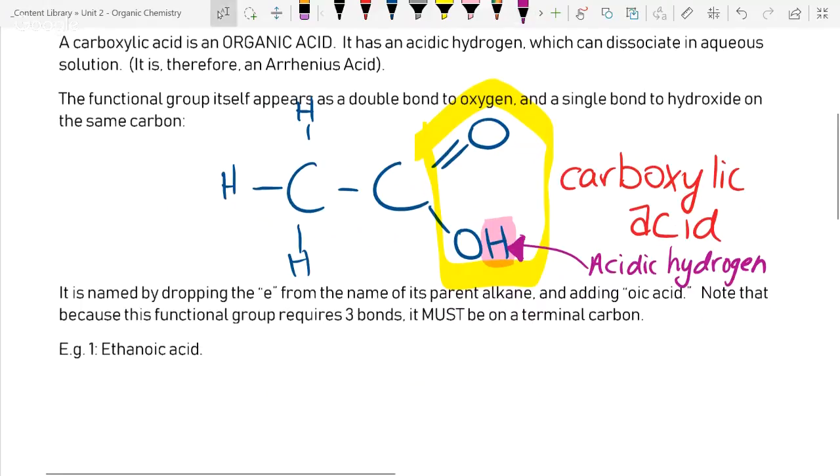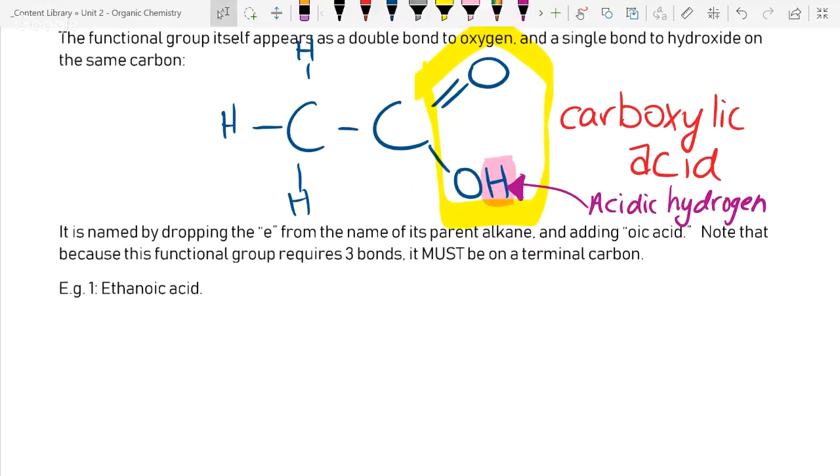Now, how do we name it? Well, we take ethane and we remove the E. And we replace the E with oic acid. So this isn't ethane, it's ethanoic acid.